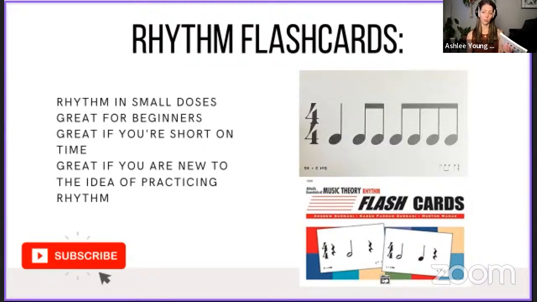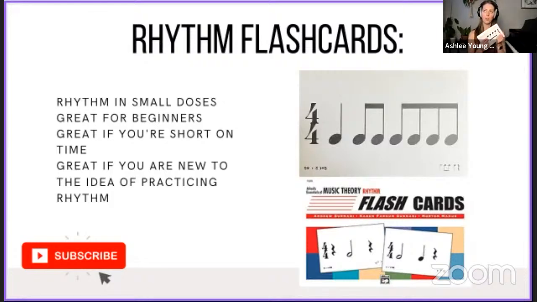These are great for rhythm in small doses. So if you are really short on time, or you know that you're like, I'm maxed out, I don't have extra time to practice on rhythm, you could easily do like 3 flashcards in the middle of something else or on your way to something else in a quick 30-second break.